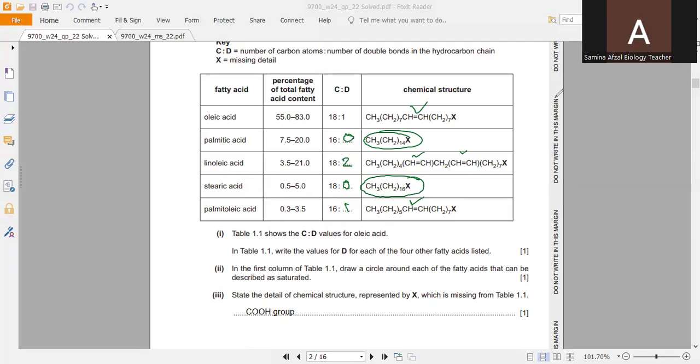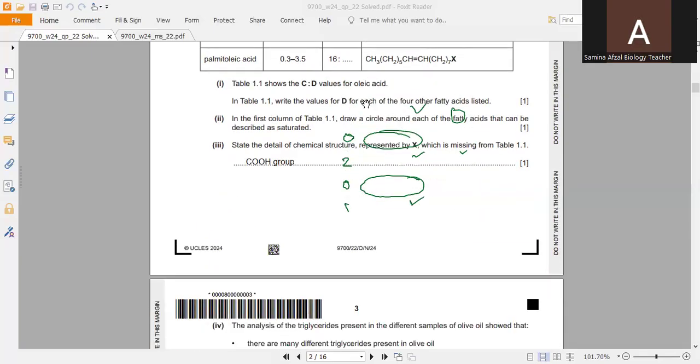And the next question is: state the detail of chemical structure represented by X, which is missing from table 1.1. X is the carboxyl group, COOH group, or carboxylic acid group. You can give it any of these names, but this is the fact. It is the COOH group which is missing, because the end of each chain is a COOH group. Every fatty acid ends in a COOH group. So this COOH group is missing, and I have written its name.